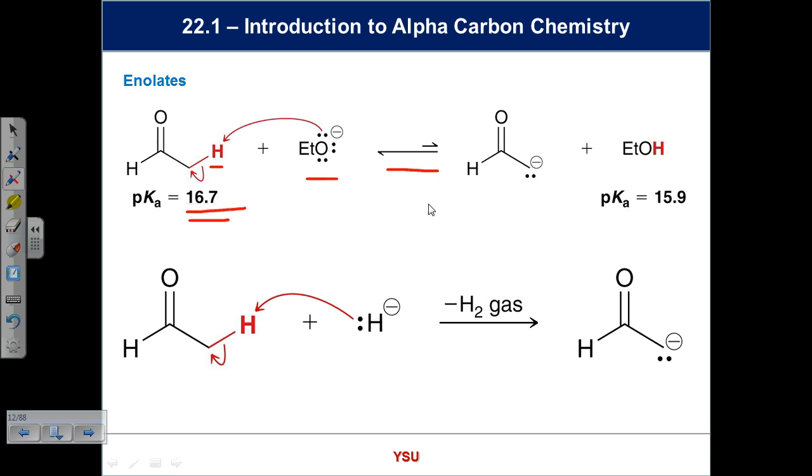Worry about the idea of equilibrium. Where does the equilibrium lie? If I use a certain base, am I going to go all the way to the right? If I use a different base, do I get any deprotonation or do I get an equilibrium? That will be absolutely essential now. So if I do this and take this proton off at the alpha position, I get my enolate. And I can draw obviously a second resonance structure that describes why that is stabilized. But for this particular slide, it's the formation of this that's important. And the pKa of that is pretty much 16.